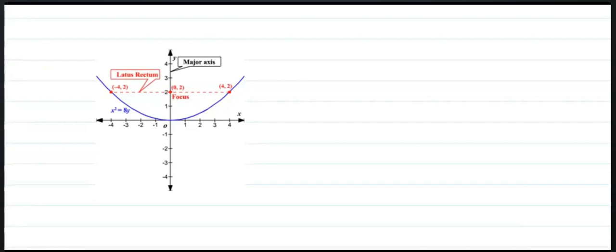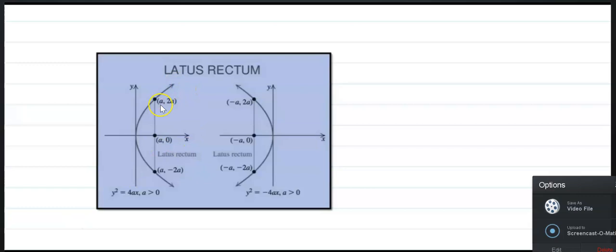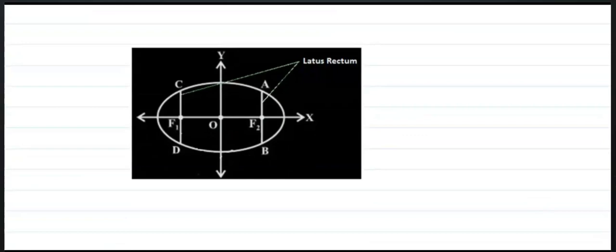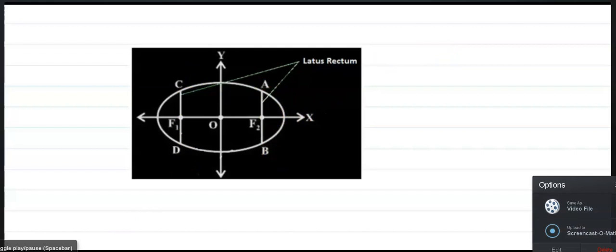Again, now see this, the latus rectum. The standard parabola we consider here is y square is equal to 4ax. These are the end points of the latus rectum. The latus rectum passes through the focus, that is (a, 2a), and this is (a, minus 2a). This is the focus, whose equation is y square is equal to 4ax, a is positive. Y square is equal to minus 4ax, a is positive. This is L, L dash. The end points of this latus rectum are (minus a, 2a) and here is (minus a, minus 2a). Here is also a latus rectum. It passes through the focus.